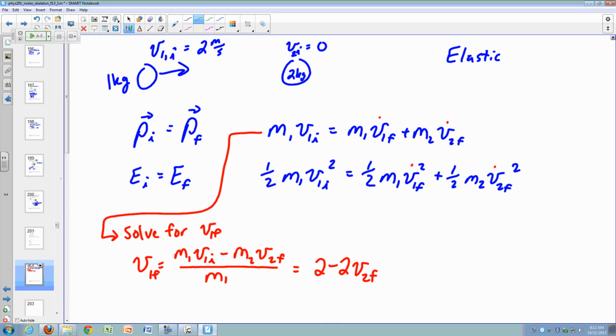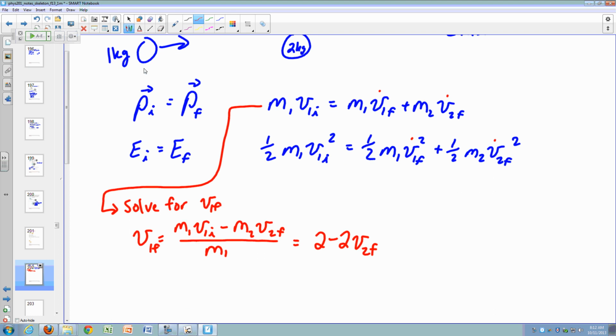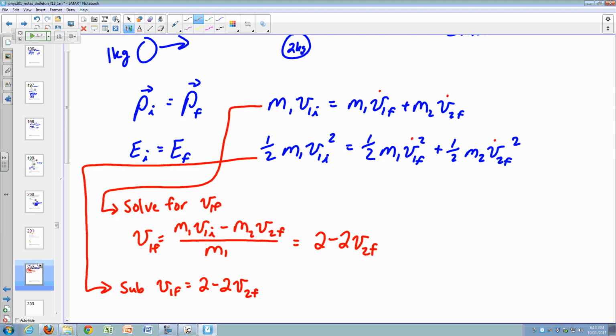I skipped a couple of steps there. I just put in all the numbers that I know, which is everything but v2f, and simplified it down. Once I solve for v1f, I can plug that in for v1f here. So substitute v1f equals 2 minus 2 v2f into this equation, and then you just have one unknown.